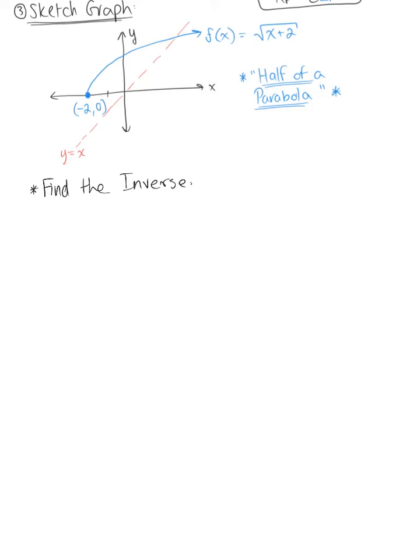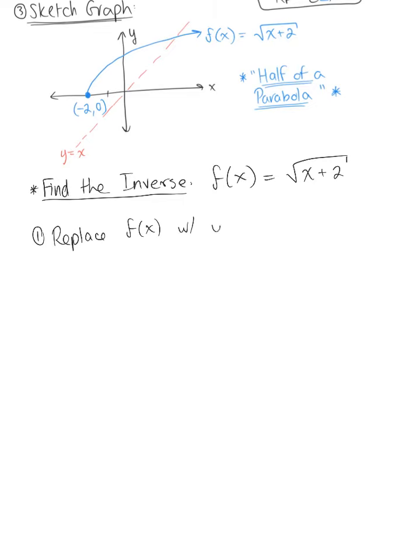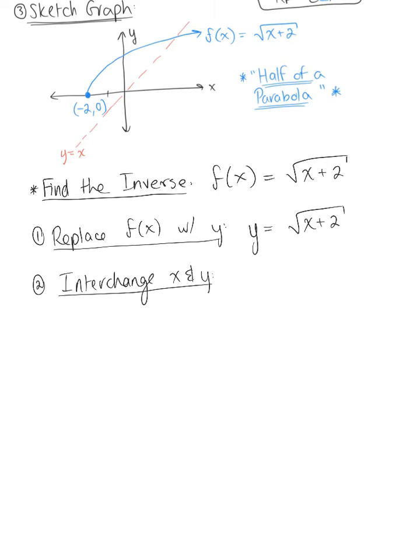So again, our given function here is f of x is equal to the square root of x plus 2. The first thing that we want to do is replace f of x with y. So we have y is equal to the square root of x plus 2. Step 2 is to interchange the variables, so we are going to switch the x and y coordinates. So we now have x is equal to the square root of y plus 2. And we are now ready to solve for y.